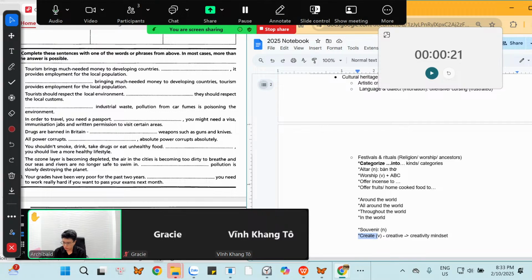Performances and street markets. Street market. Performances and street market. What is the connection here? I cannot see the link between the performance and the street market.